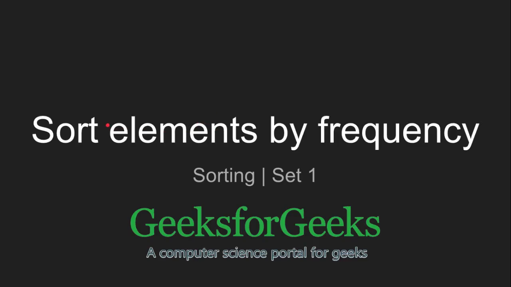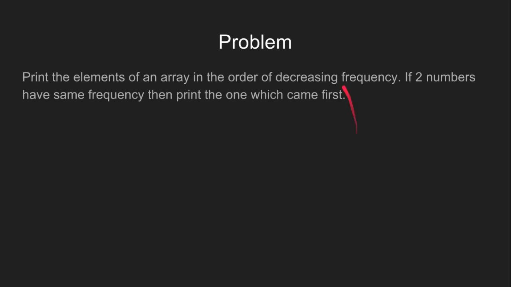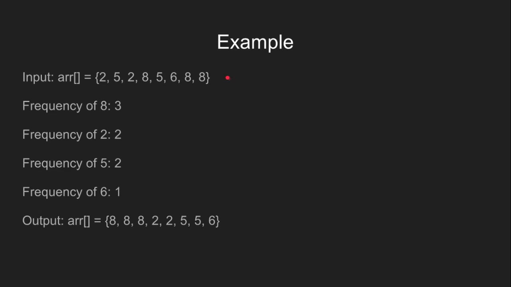In this tutorial, we will learn how to sort elements by frequency. So here's the problem. Print the elements of an array in order of decreasing frequency. If two numbers have the same frequency, then print the one which came first.